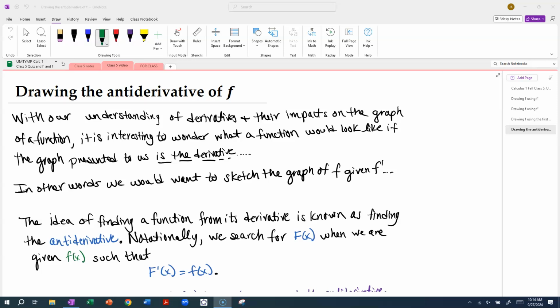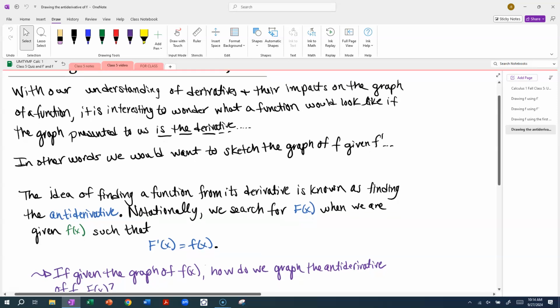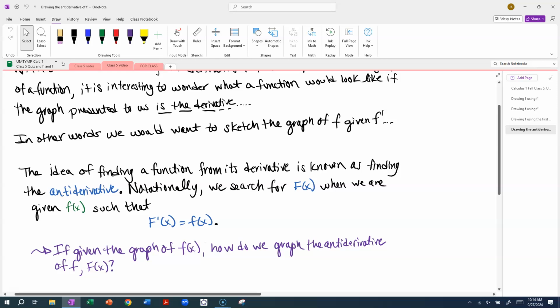That's a little interesting question, but what we're being asked to do is find a function from its derivative, and that is an antiderivative. So if we're trying to go backwards and find the function from its derivative, that's when we're doing anti-differentiation. Now we'll learn more of the algebraic techniques next semester, but at least right now we can think about this from a graphical perspective, okay?